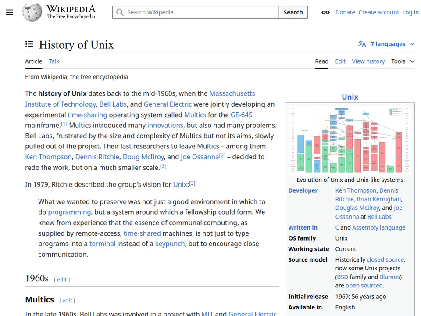Exactly. As more people started using the system, obviously they needed some documentation, right? Like, how do I use this thing? Yeah, so they published the UNIX Programmer's Manual. It came out in November of 1971, and that introduced the now iconic man page format. These man pages provided concise reference information.